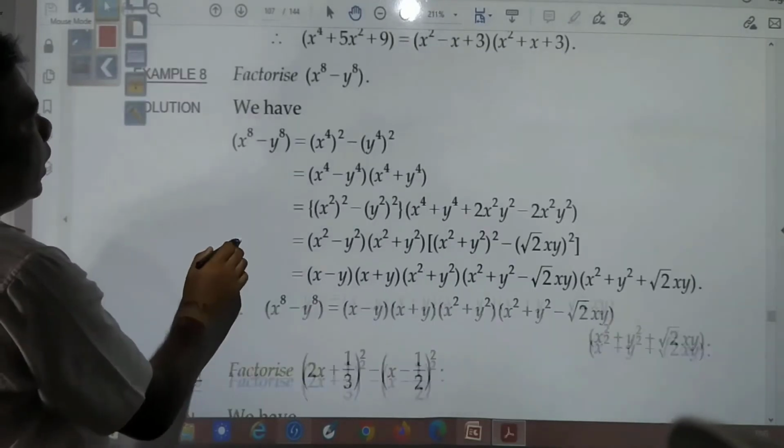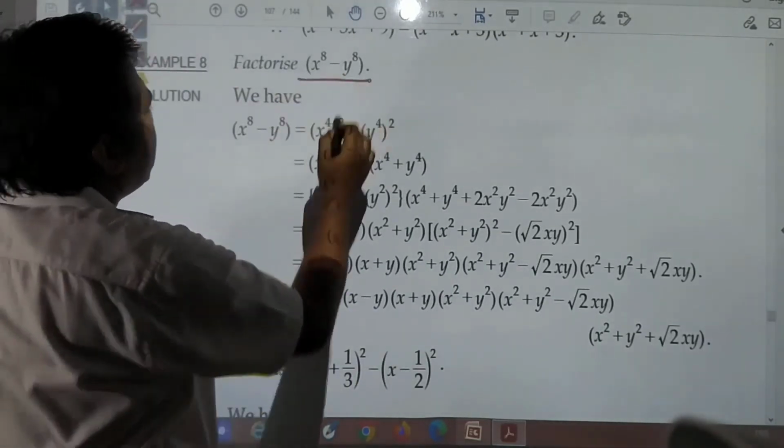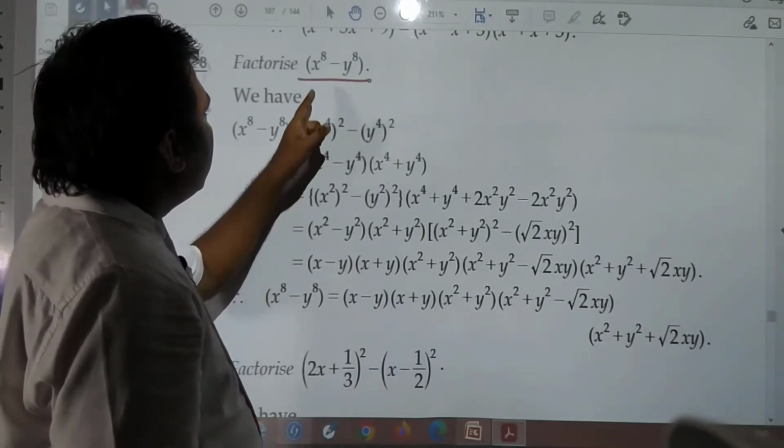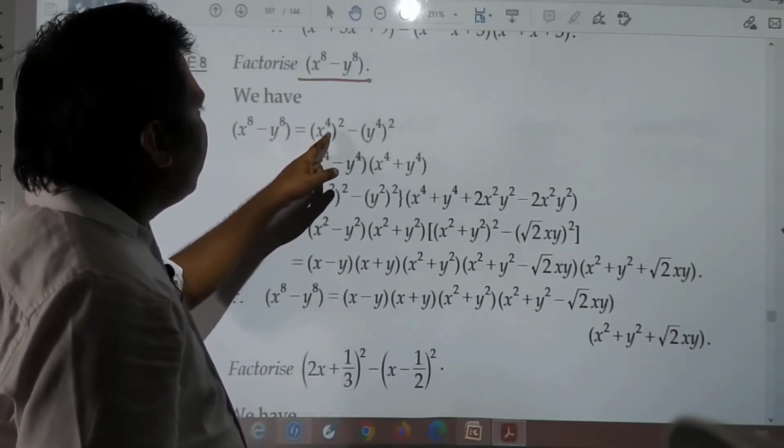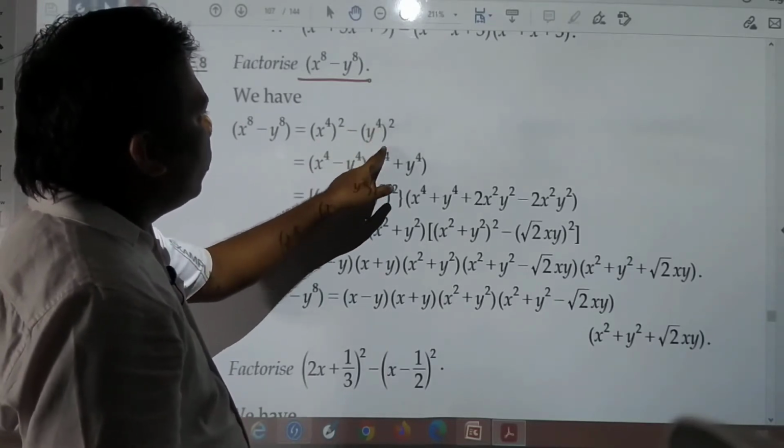Next you see x^8 − y^8, and this is very important also for the exam. This can be written as (x^4)² − (y^4)².